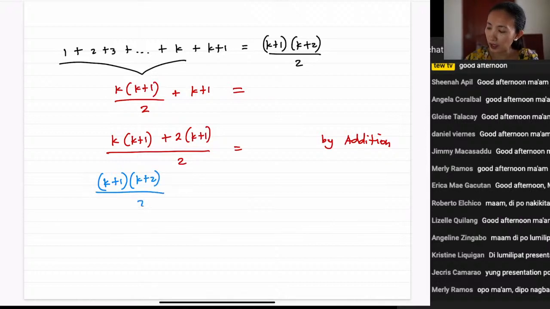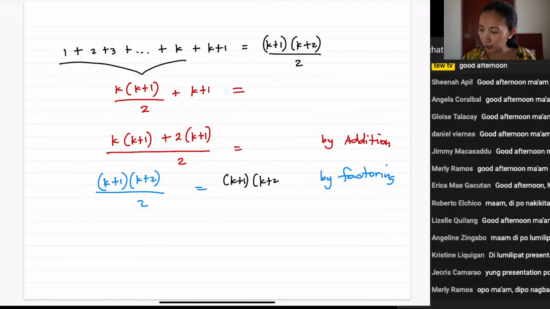What's the reason here? This is by factoring, or factoring out the common binomial factor. Now, is this equal to the right side? Obvious naman na, no? Pareho na sila. Is equal to the quantity k plus 1 times k plus 2 all over 2.